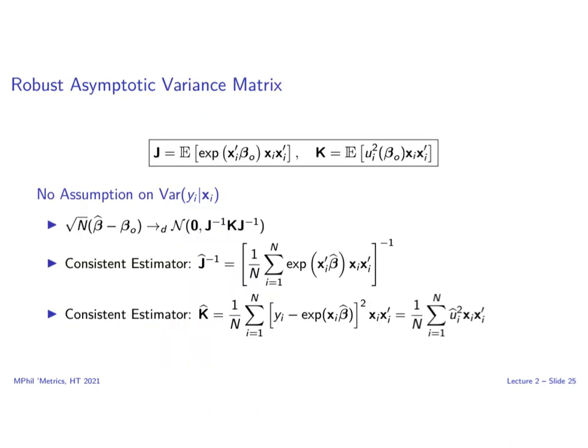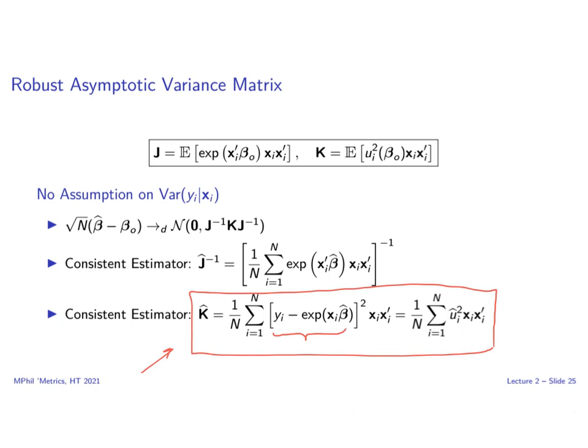The weakest possible assumption that we can make about the conditional variance of y given x is to make no assumption at all. This gives rise to the robust asymptotic variance matrix estimator for Poisson regression. There's really nothing new to add here, except that, in this instance, we have to estimate k. It turns out that the following is a consistent estimator, although we will not prove it.